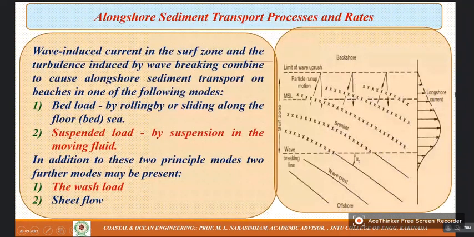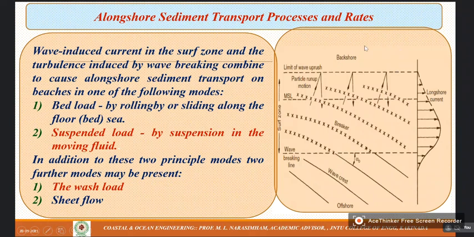Now, the same thing is shown here. These are the wave crests. This is offshore. This is backshore. So your shoreline is this. Now, these are the waves that are moving. When the waves are moving, they start here in the deep water offshore, and they proceed in this direction to reach the shoreline.